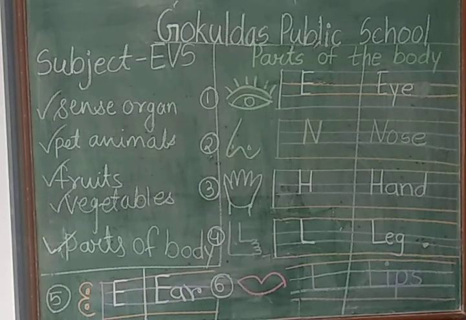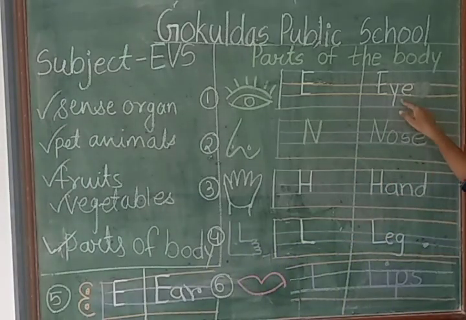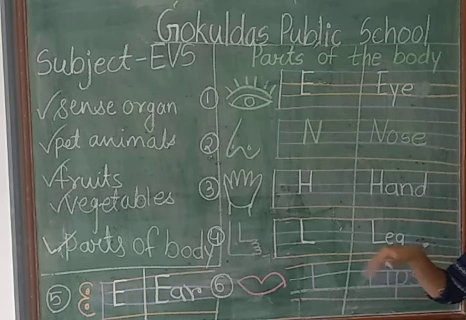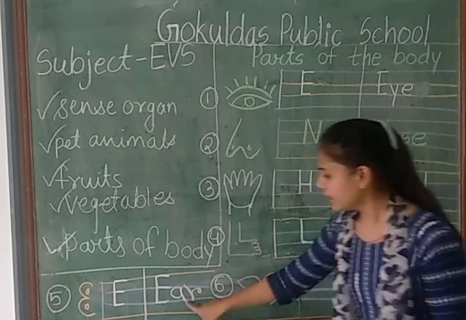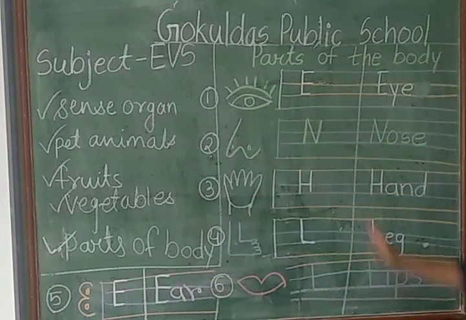So you have done all the names, all the first letters, all the pictures. Okay, you see all the names. This is eye, nose, hand, leg, lips, ear. Okay, so all the parts of body, their first letter and their spelling.